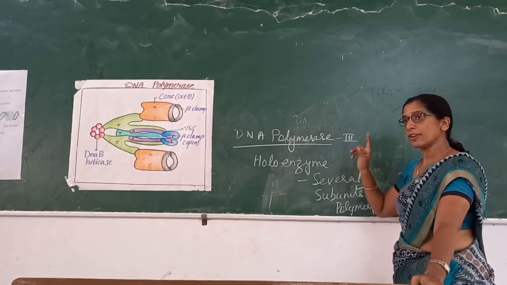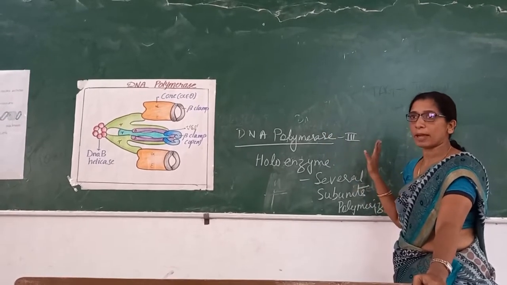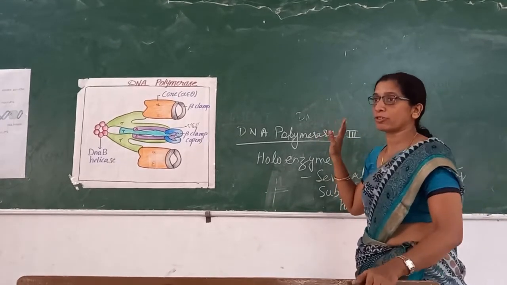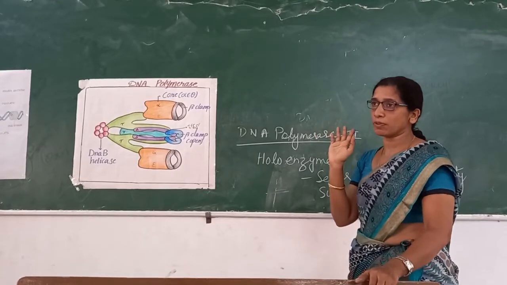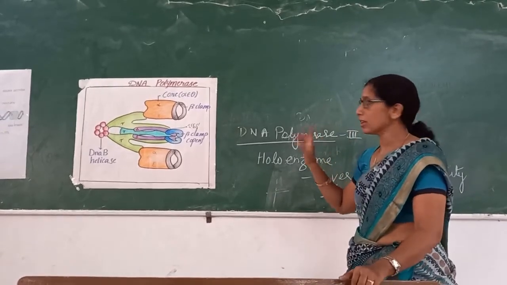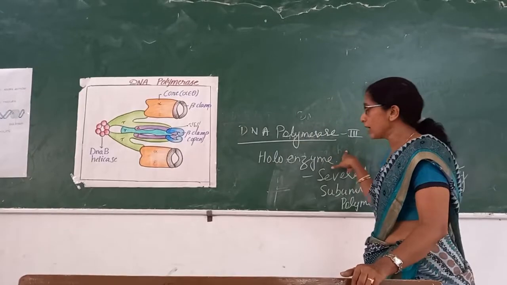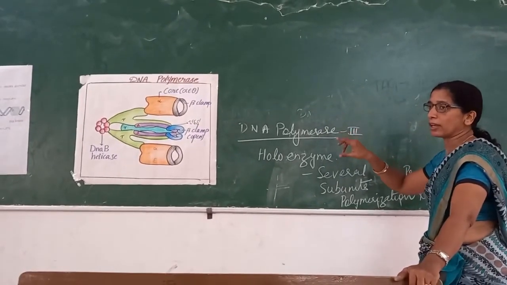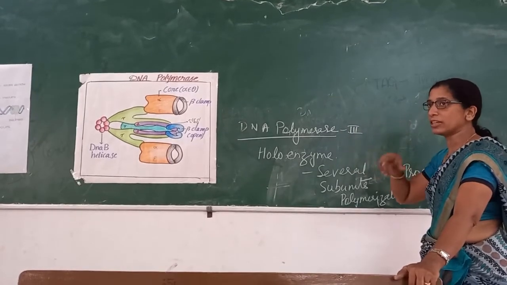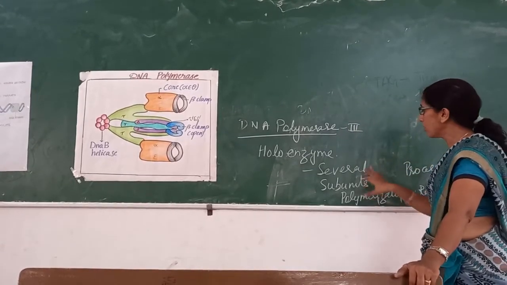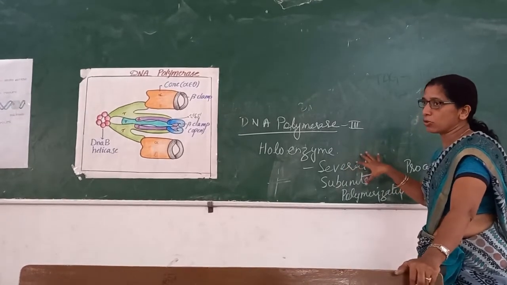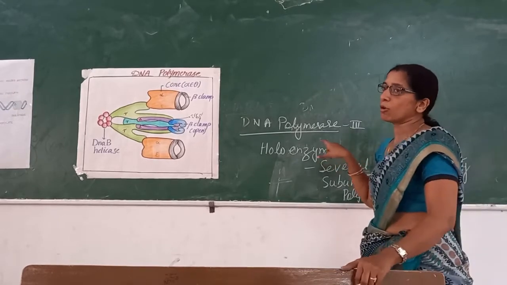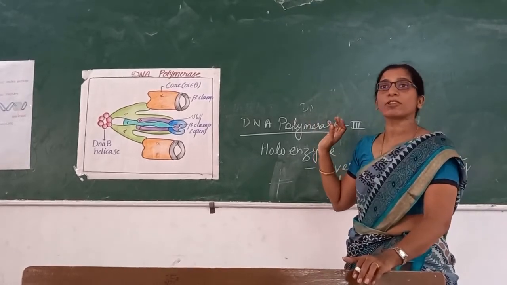The condition is, it can only proceed in which direction? 5' to 3', and it requires a 3' OH. These two conditions should be fulfilled so that DNA polymerase 3, the huge enzyme, can synthesize the complete strand. The complete bacterial genome, which is circular, it can proceed until it reaches the terminus. It is able to do this because it is a very huge enzyme, which we call a holoenzyme. Any enzyme associated with several subunits is called a holoenzyme.